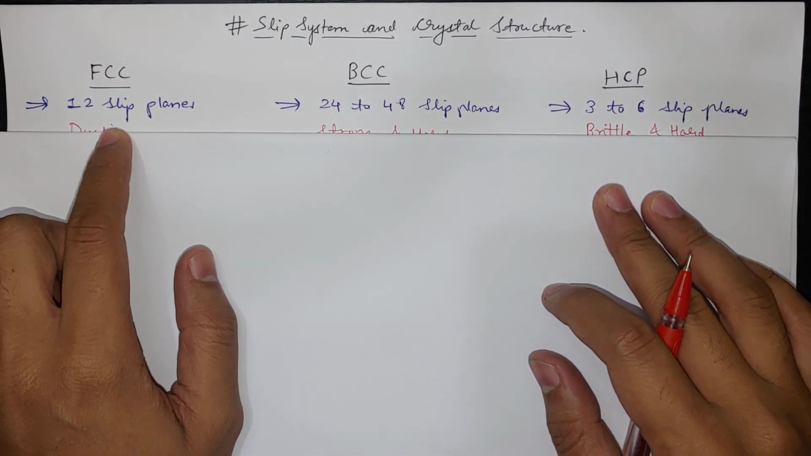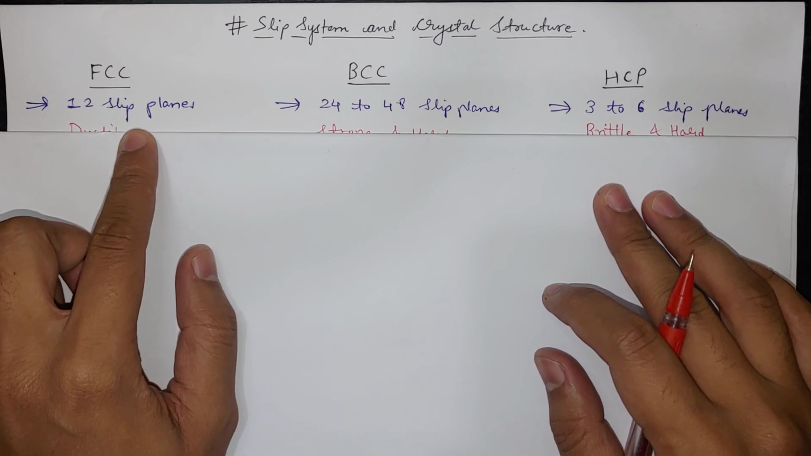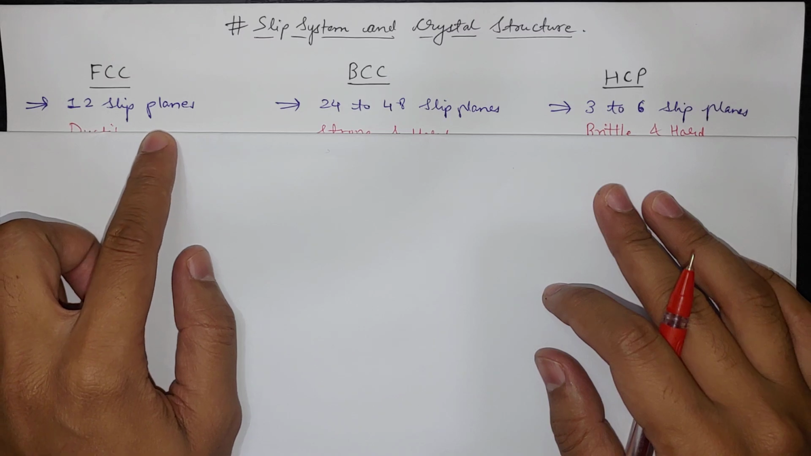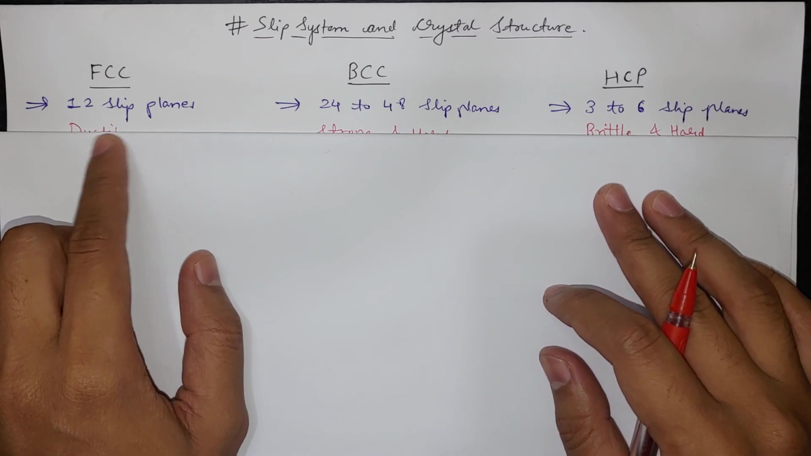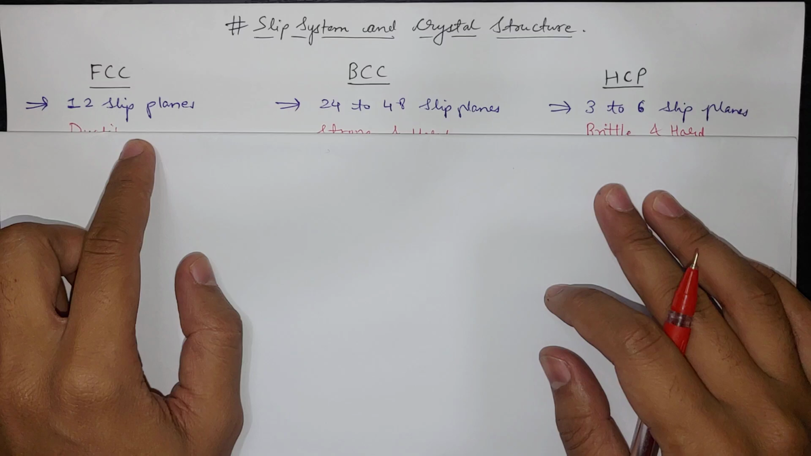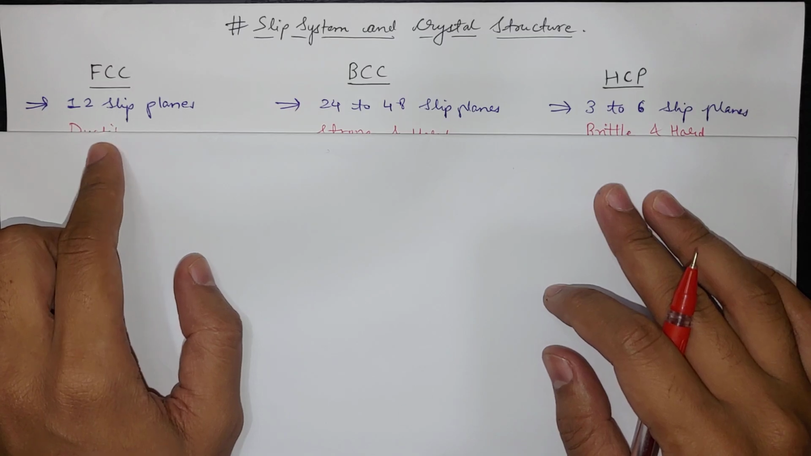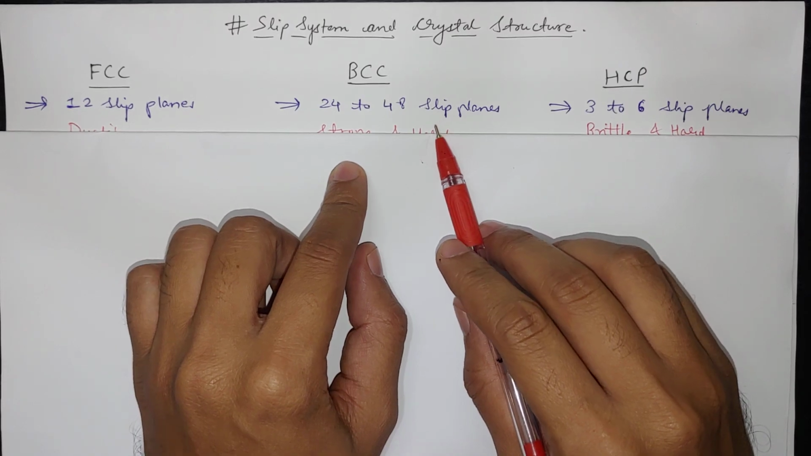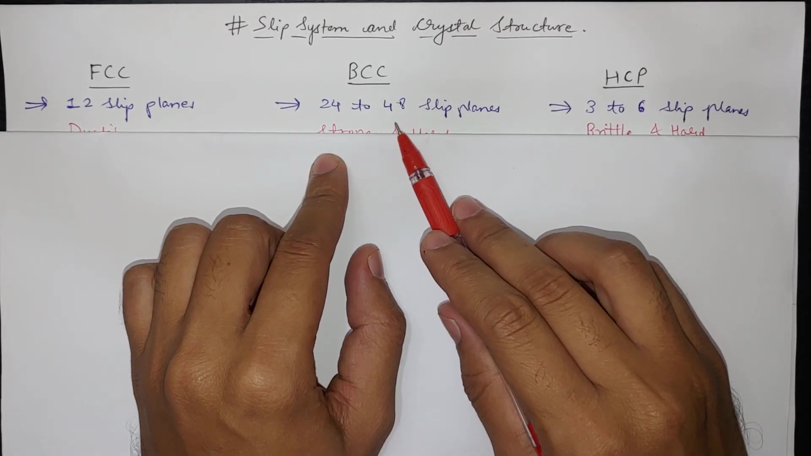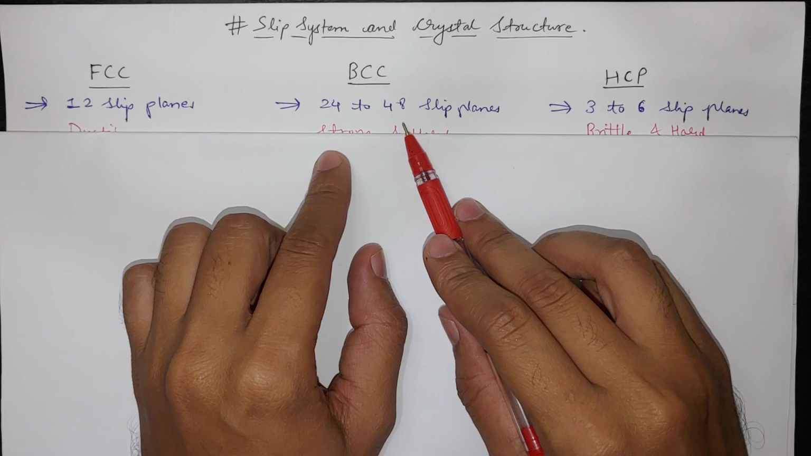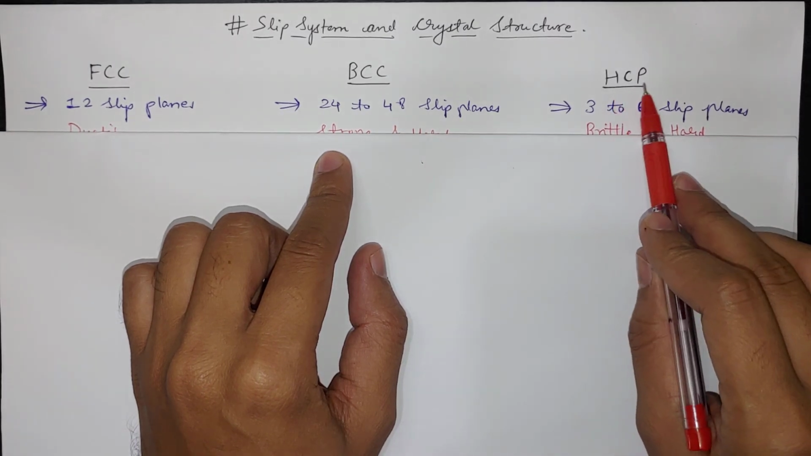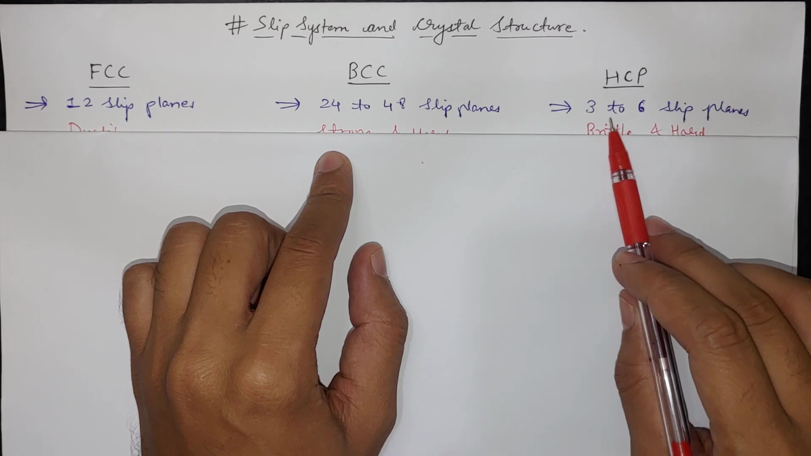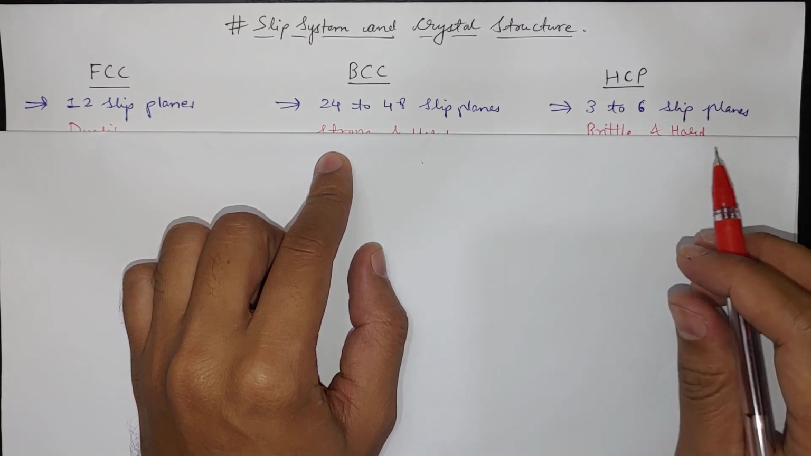So in this FCC there are 12 slip planes. In previous lectures we have seen what are planes and what are directions. So there are 12 different planes through which the atoms can slip. In BCC we have 24 to 48 such planes by which atoms can slip in different directions. In HCP we have 3 to 6 such planes through which atoms can move.